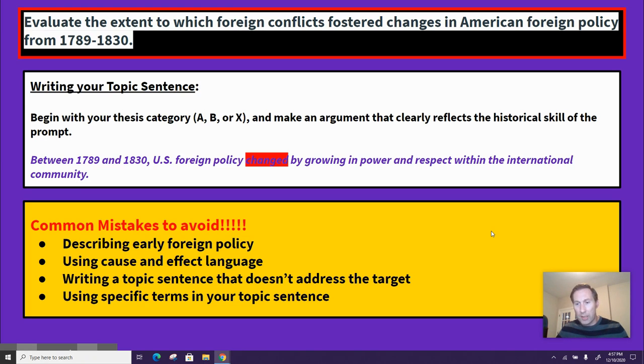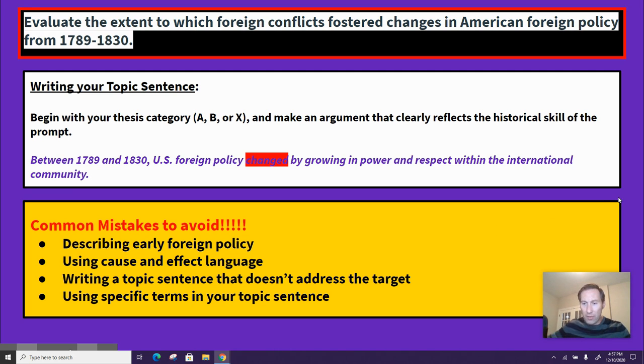They'll start talking about the market revolution, or they're going to start talking about slavery within the United States. Make sure that your category is related to the actual target, foreign policy. And then the last thing is, I have a lot of students who preview terms in their topic sentence. This is not the time for that.